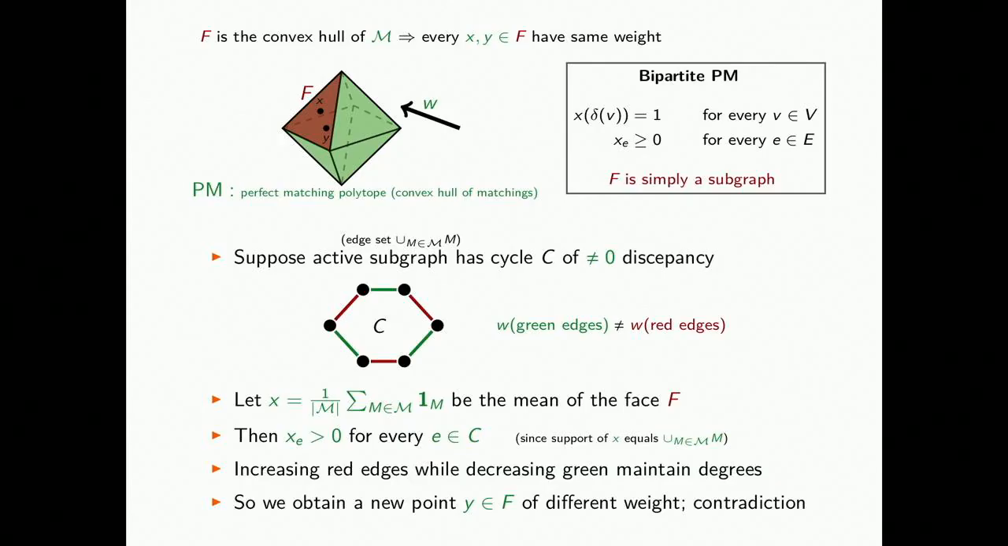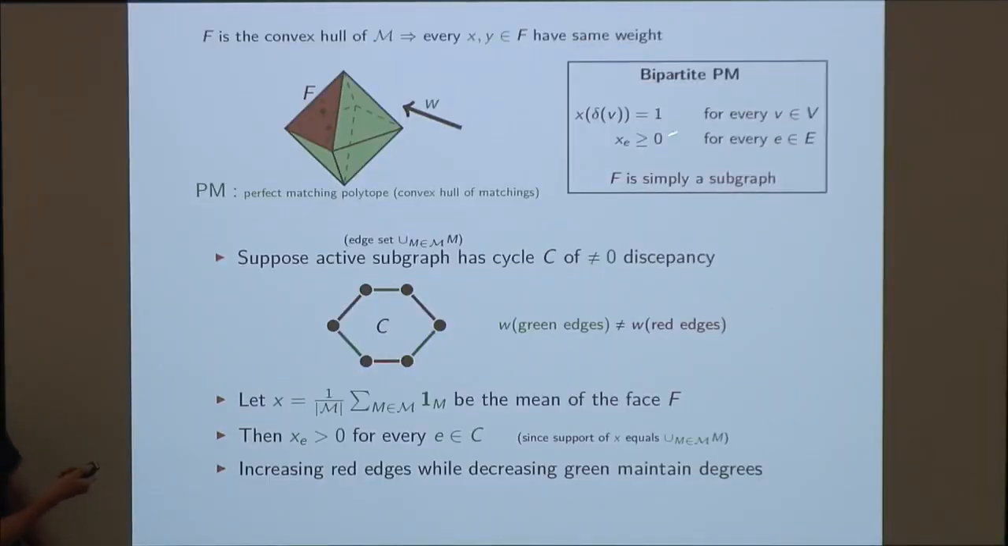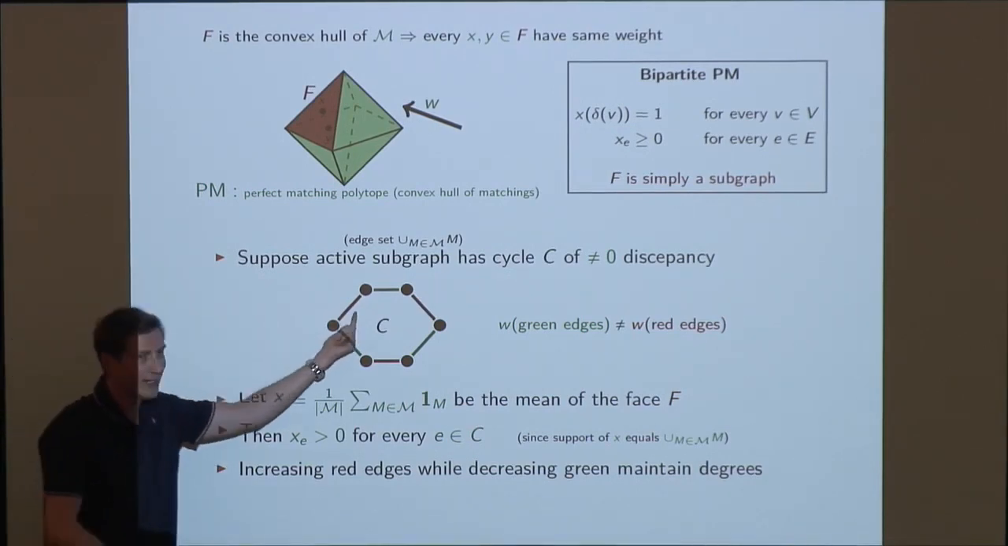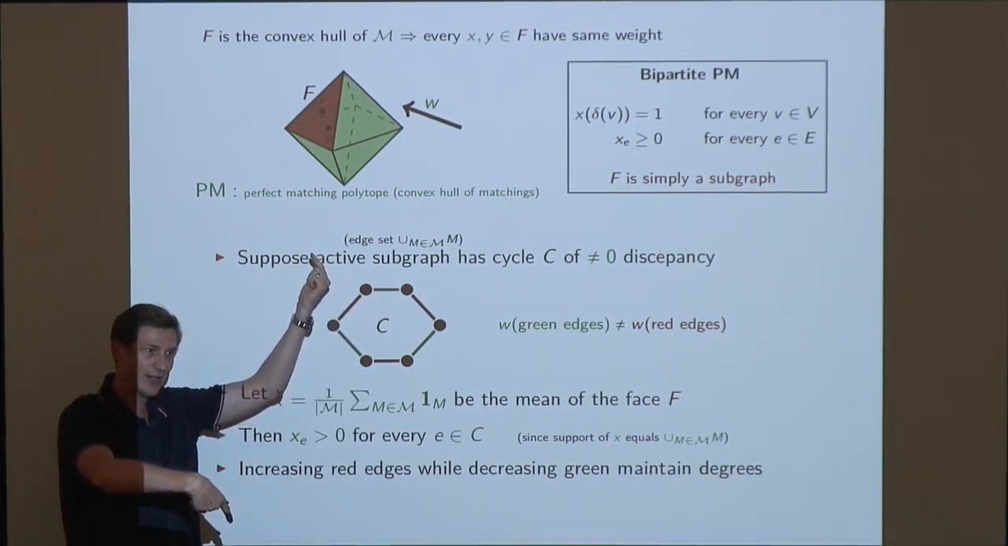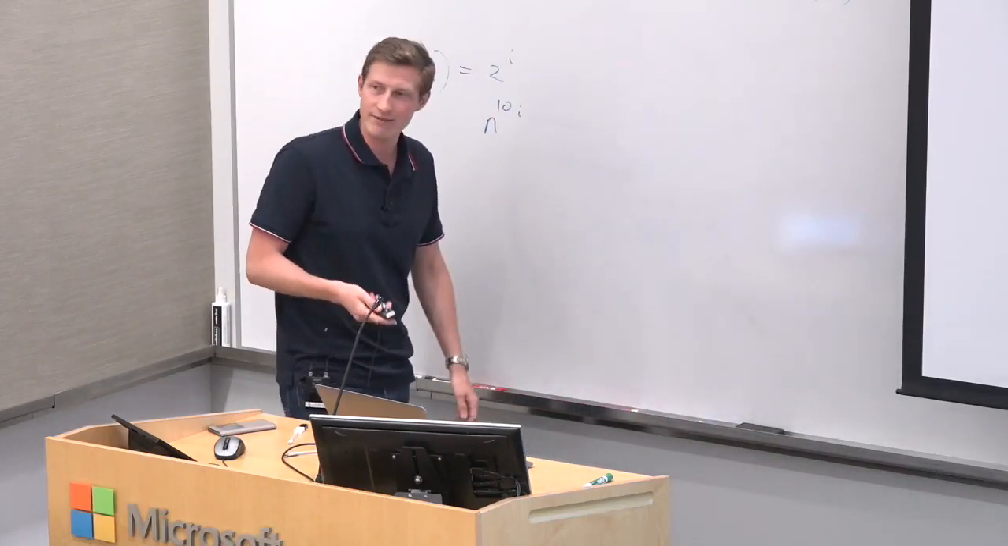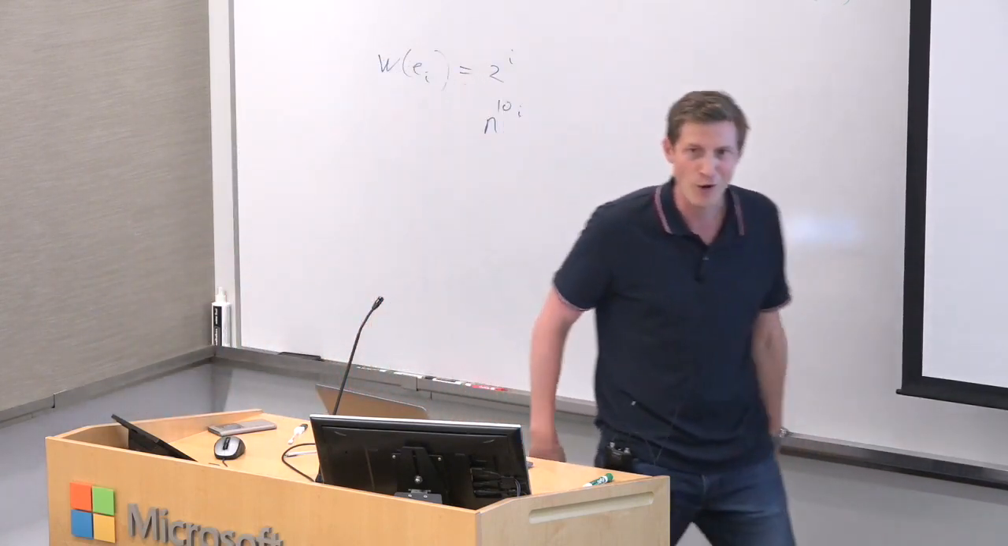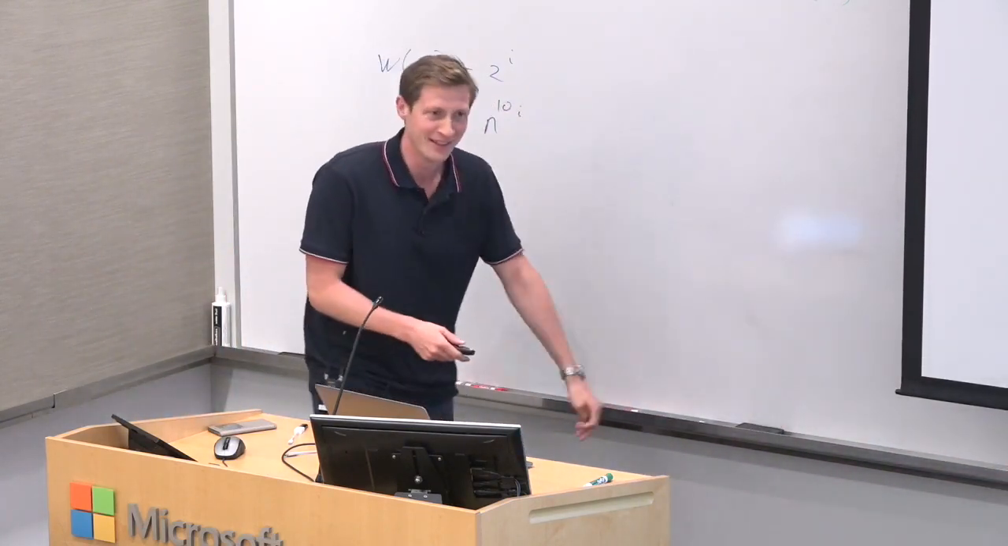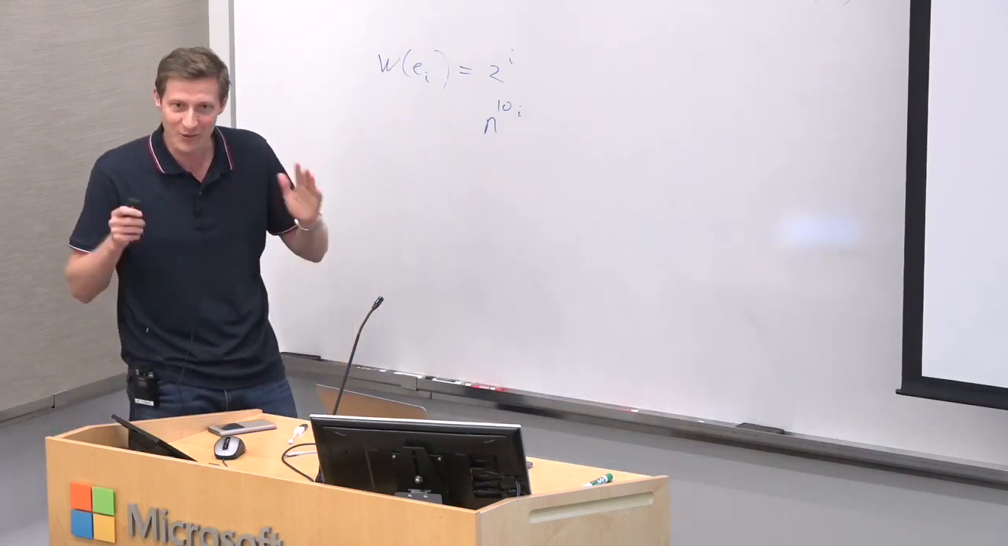But this means that I can increase, for example, the fractional value on the red edges, decreasing on the green edges, while still staying inside the face, right? Because the face is just described by these degree constraints. So I maintain the degree constraints by increasing the red, decreasing the green. Or the other way around. But the discrepancy of this cycle was non-zero. This means that I'm walking inside F from X to Y, changing the weights. It's a contradiction because everything in F had the same weight. Okay. So that's the hardest proof in their paper, I think. It's a beautiful paper.